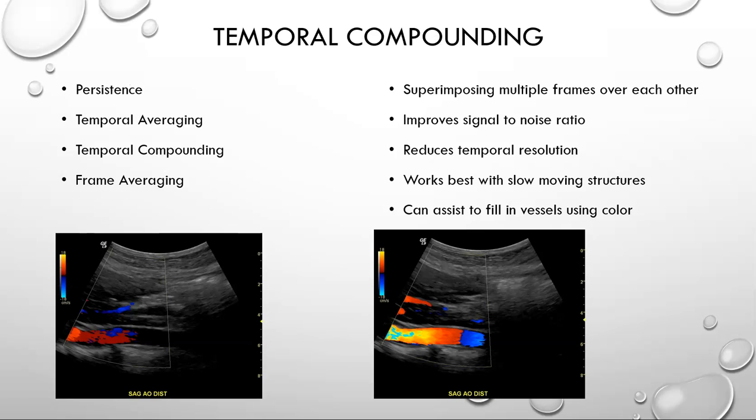Temporal compounding, also known as persistence, is simply frame averaging. Temporal compounding takes multiple frames, averages them together, and displays them as an averaged bunch of images. So by superimposing multiple frames over each other, this improves the signal-to-noise ratio. If you want to improve the signal-to-noise ratio by twice as much, it would require 4 images averaged together to reduce the noise by half.